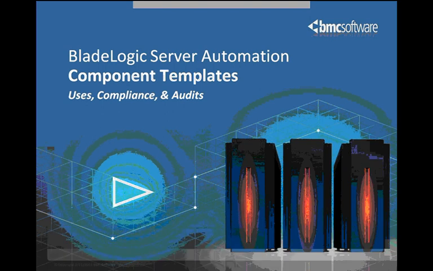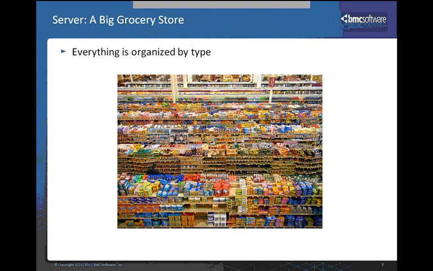So first, if you think about a grocery store, it's just a bunch of products, and all of those products in the grocery store are organized by their type. So dairy is in one area, and your vegetables in another area, and so forth. And a server, in a lot of ways, is not that much different, especially when you think about how a server looks in BladeLogic. And we'll get to that in a little bit.